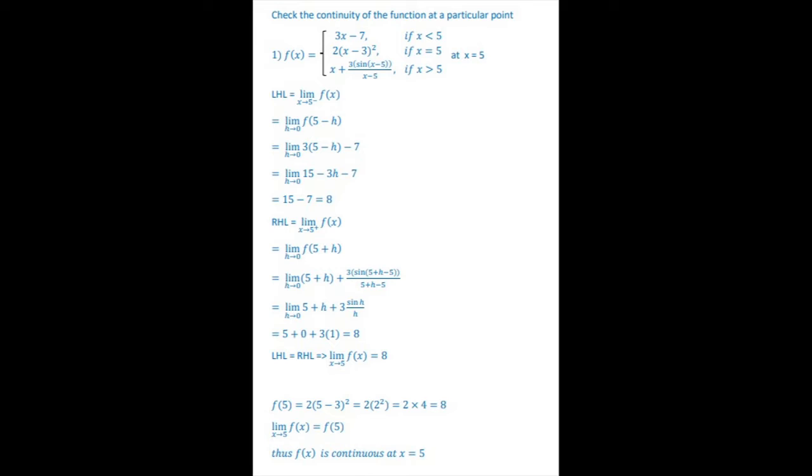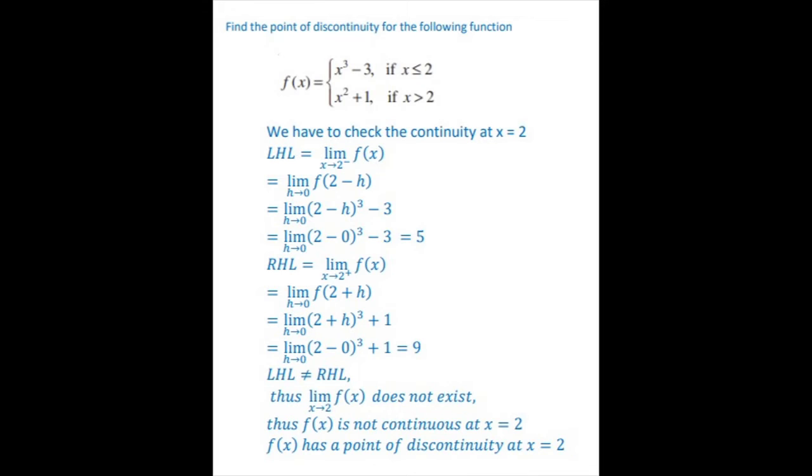Now we will need to check what is the exact value when x equal to 5. F of 5 is 2 times of 5 minus 3 the whole square, which is equal to 2 into 2 square, that is 2 into 4, yeah, that's 8. So limit x tends to 5, f of x is equal to f of 5, therefore the function is continuous at x equal to 5.